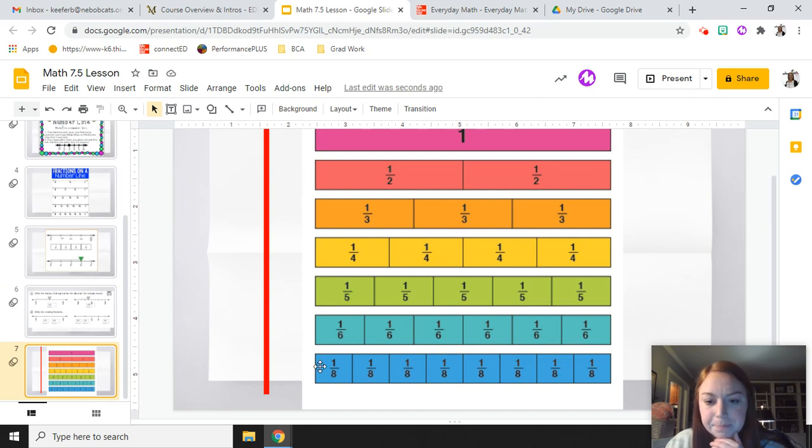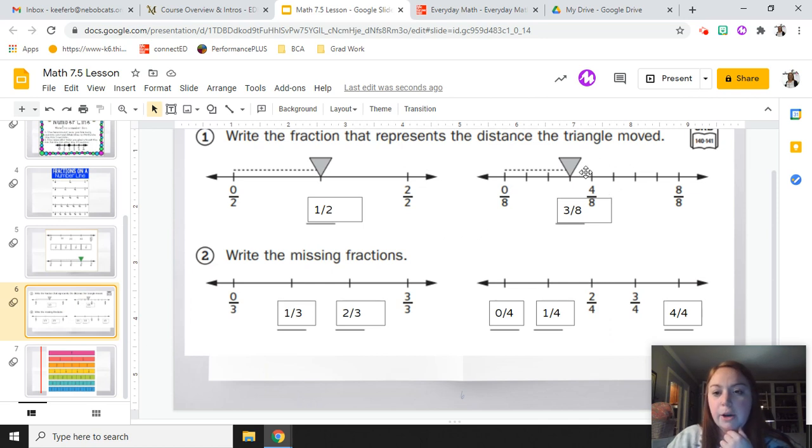So down here, we said that 4/8 was equivalent to 2/4. So if you look here, 4/8 and 2/4 line up on the number line. They have the same distance from 0 to 4/8 as 0 to 2/4, or 0 to 1/2. Okay, so those three examples here, 1/2, 4/8, and 2/4 would all be equivalent fractions.